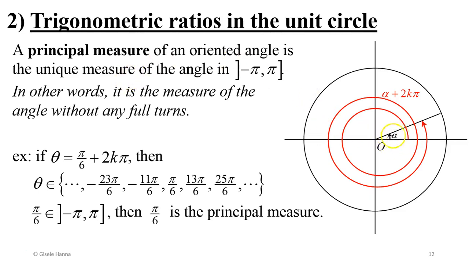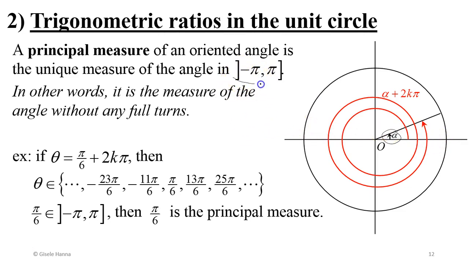We have seen that if I have this angle alpha, and I add an infinite number of full turns to it, I always go back to the same point, which leads to the same trigonometric ratios. However, since that oriented angle has an infinite number of measures depending on how many full turns I do, only one of them is considered to be the principal measure. The principal measure is the one that is between negative pi and pi.